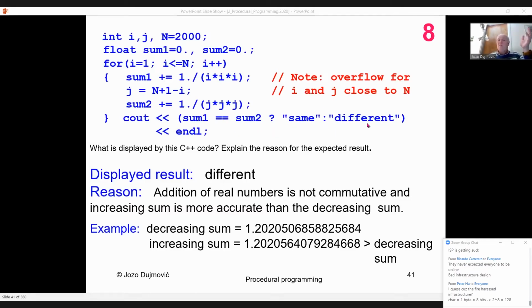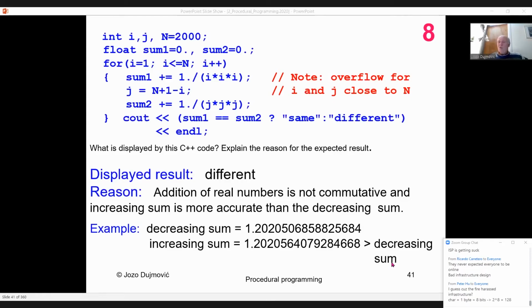So this is the question on a quiz, for example. Tell me, is this the same or different? It is different, of course, because I have here 2,000 values, so it is enough to create different values. And indeed, increasing sum and decreasing sum are different. They have the first 6 digits the same, up to this 5. And here you have 0, here you have 6. So from here on, they are different.